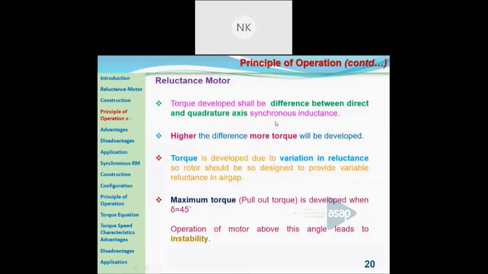According to Blondel's two-reaction theory, the MMF has to be split into two, that is one along the direct axis, the polar axis, and one along the quadrature axis. So the difference between the direct axis and the quadrature axis synchronous inductance determines the torque production. If it is higher, then you will get more torque, and the torque is developed due to the variation in reluctance. So the maximum torque is possible at delta equal to 45 degrees. If it exceeds, instability will be there.